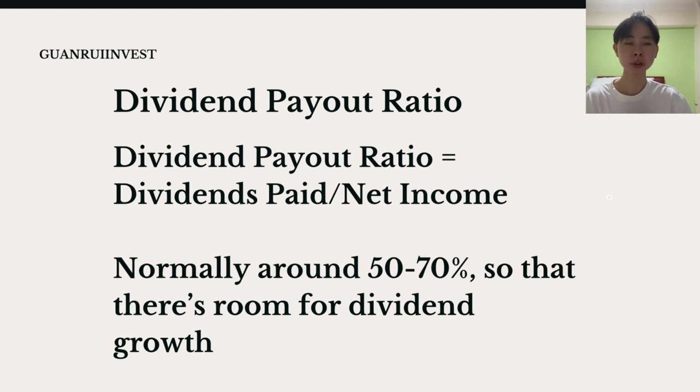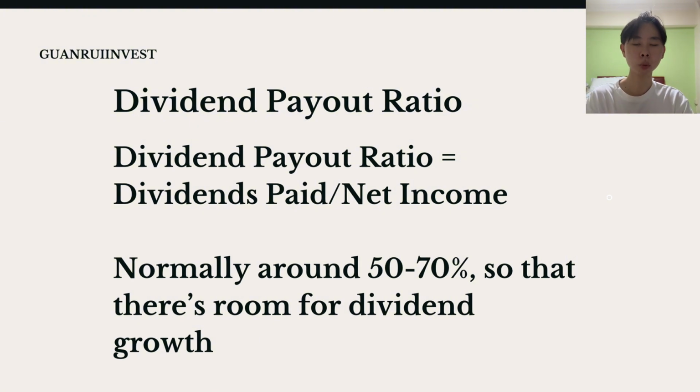Next metric to look out for is your dividend payout ratio. So your dividend payout ratio is your dividends paid divided by your net income. Normally you want companies that have a payout ratio of between 50 and 70% for two things. One, it is a company that is safe, meaning if let's say the net income drops for 1 year, it will still be able to pay you out your dividends. Number two, you want a low payout ratio between 50 and 70% so that the company can still increase its dividend over time, so that it can give you more dividend growth, it has room for expansion.